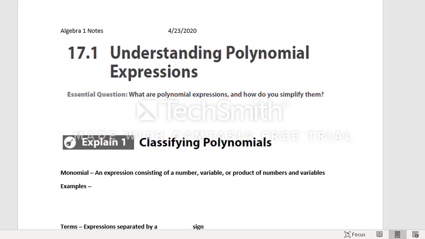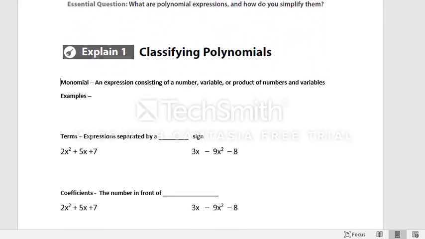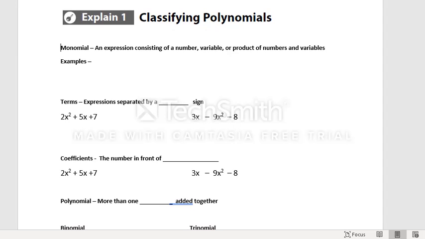This is Mr. Brook, and we are going to start 17.1, which is about understanding polynomial expressions. The key idea is looking at a polynomial. What is it? How do we simplify it? We are going to start with a lot of vocabulary in this section, so make sure you look back at the notes if you are stuck on a term. The key ideas will be used throughout this unit, so you need to be sure that you understand them.